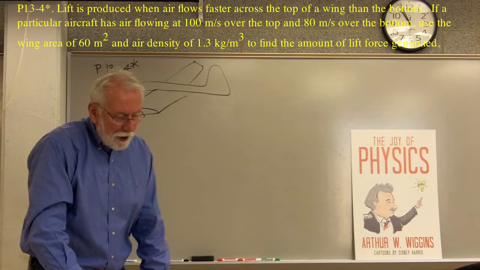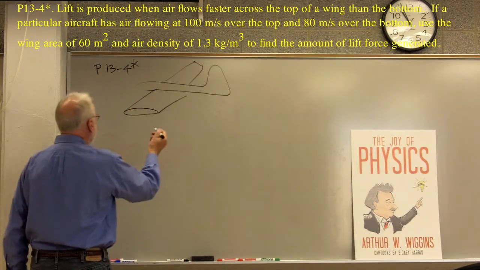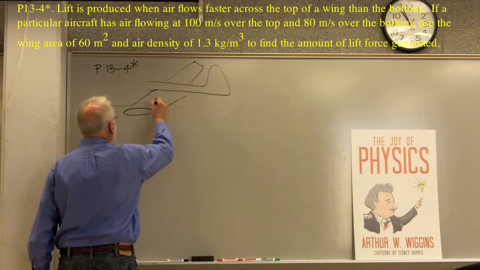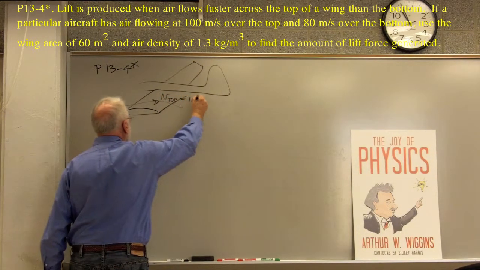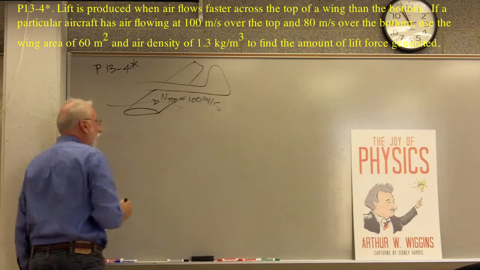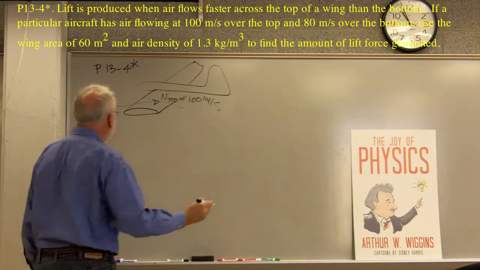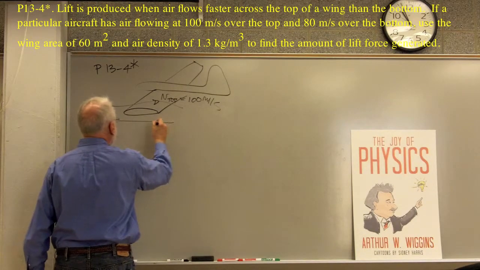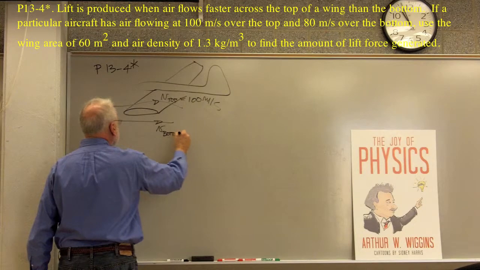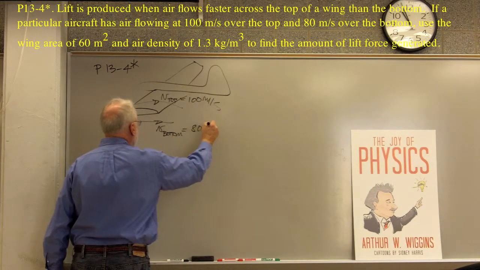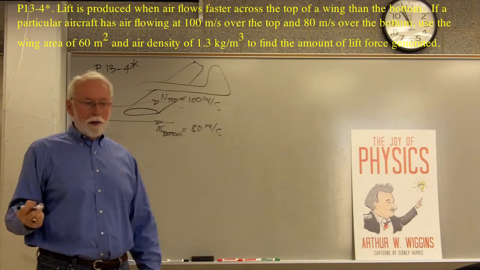It says this aircraft has air flowing across the top at 100 meters per second. So then across the top, here's air flowing, and the V across the top is 100 meters per second. And it says then across the bottom, the air is flowing at 80 meters per second. V bottom is 80 meters per second. Great. So that difference in the airspeed then is what generates the lift.